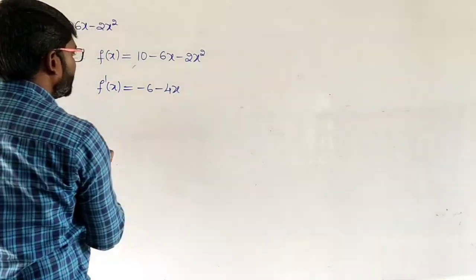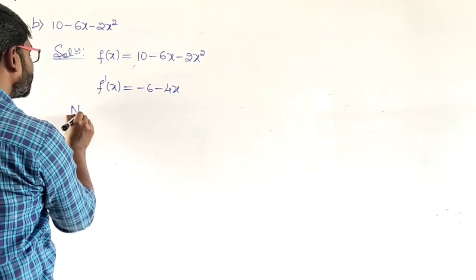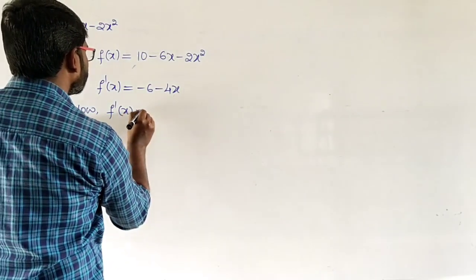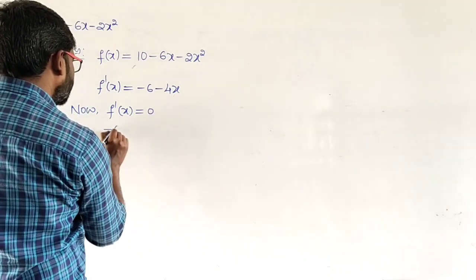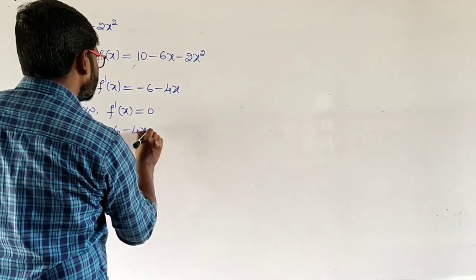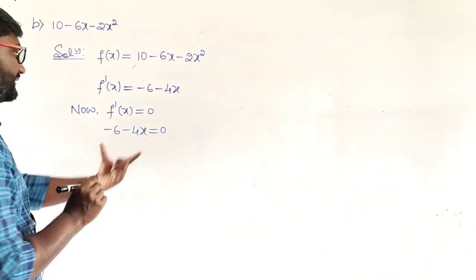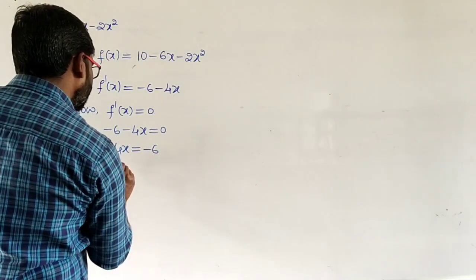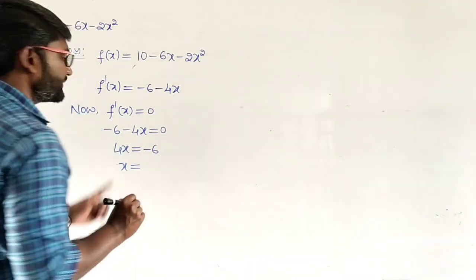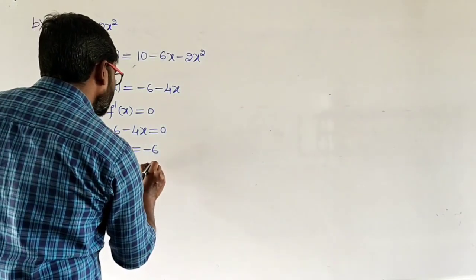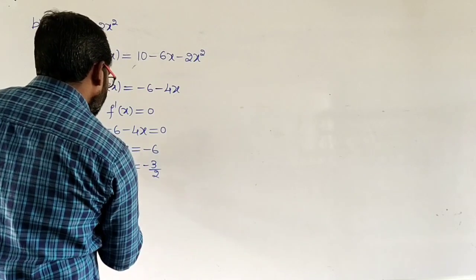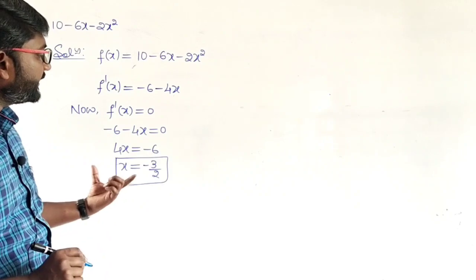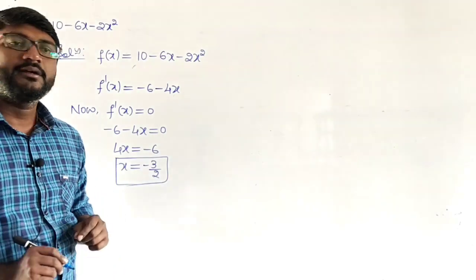So now to get the point, we have to equate f dash of x with 0. Now f dash of x equal to 0, then minus 6 minus 4x equals 0, then this can be written as 4x equal to minus 6, then x is equal to minus 6 by 4, which is minus 3 by 2. So now here the point x equal to minus 3 by 2 divides the number line into two disjoint intervals.